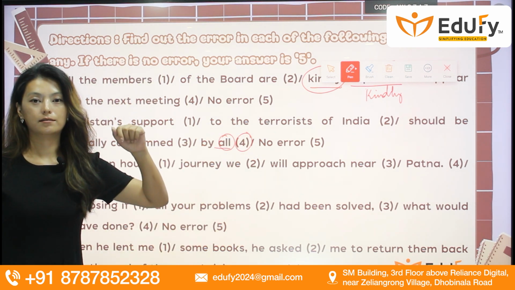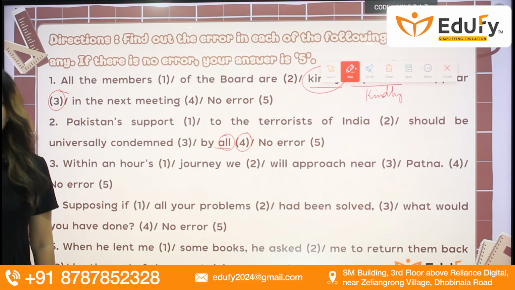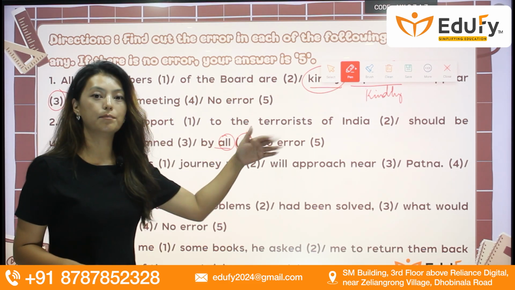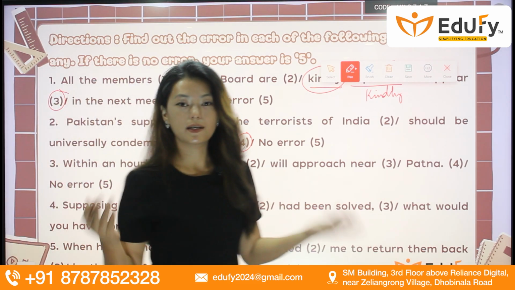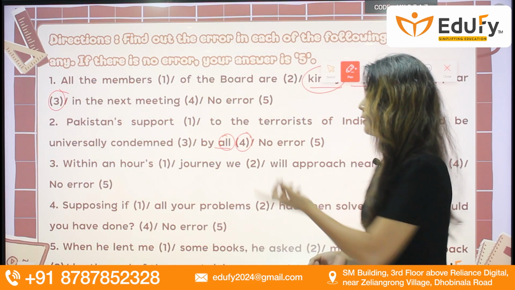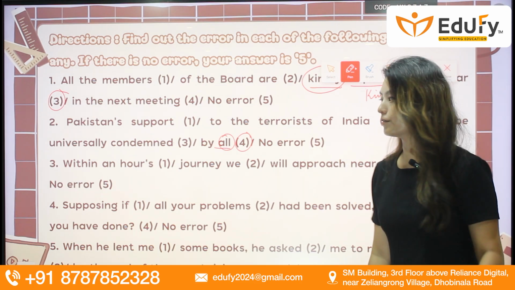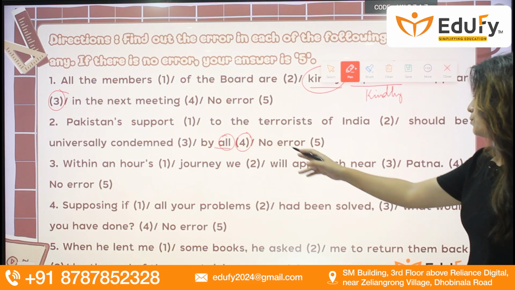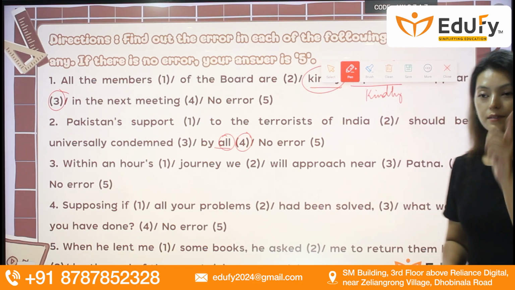All is the error. You just have to say universally condemned, full stop, done. Yes or no? You don't have to add by all, because universally means by everyone itself. So you don't have to add by all. So solve these 3 questions. Try to solve it. Within an hour's journey, we will approach near Patna. Is there an error? Yes.